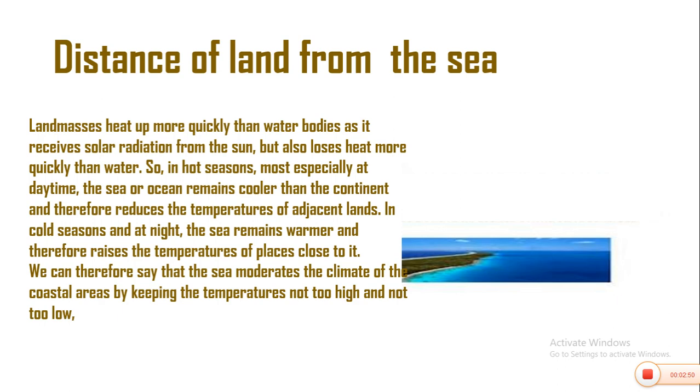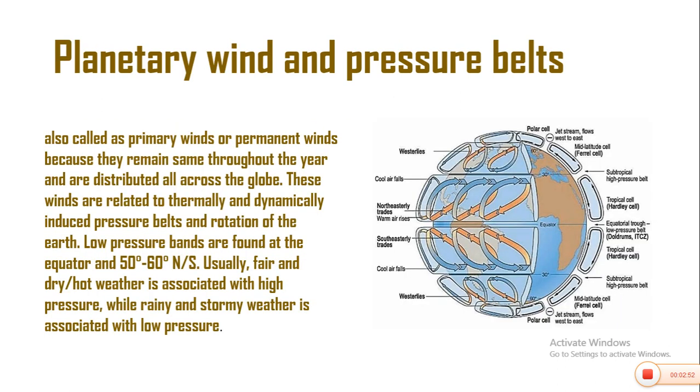Another factor to be considered under this topic is planetary winds and pressure belts. Planetary winds can also be called primary winds or permanent winds. This is because they remain the same throughout the year and are distributed all across the globe. These winds are related to thermally and dynamically induced pressure belts and rotation of the earth.